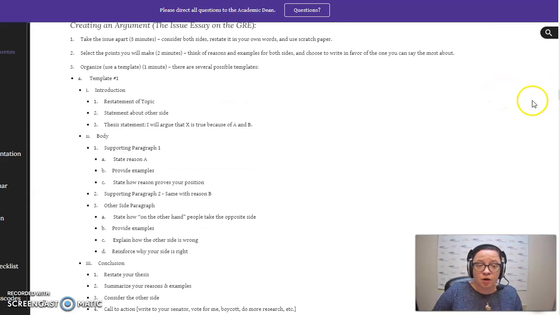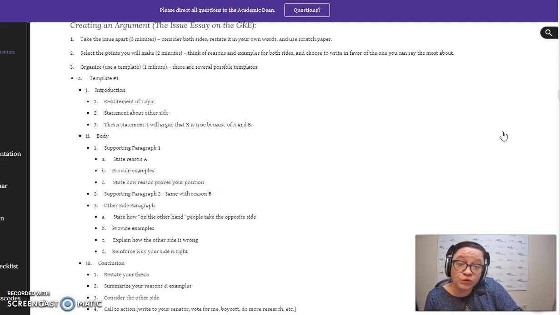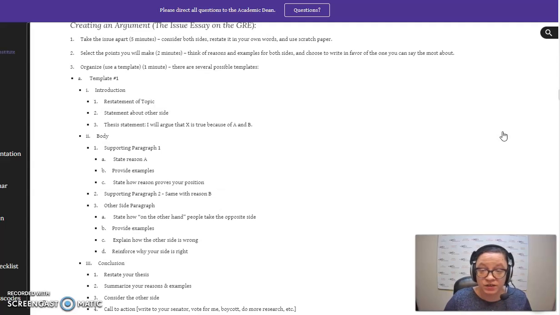First, creating an argument. This is also known as the issue essay on the GRE. In the first 5 minutes of the 30 minutes you have, you will read the issue prompt and take it apart. You consider both sides of the issue, restate them in your own words, and use scratch paper to list the different supporting points you want to address. So in the next 2 minutes, you will select those points. You do some quick brainstorming to think of reasons and examples for both sides of the argument, and choose to write in favor of the side about which you can say the most.